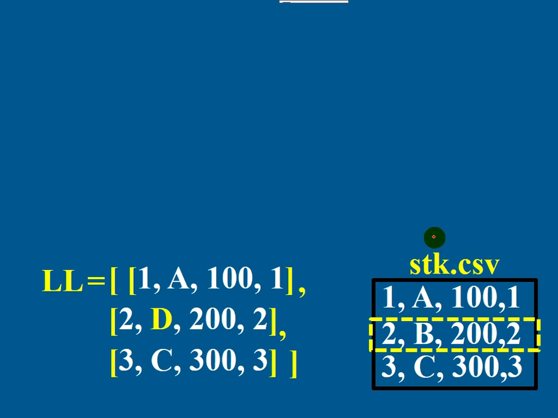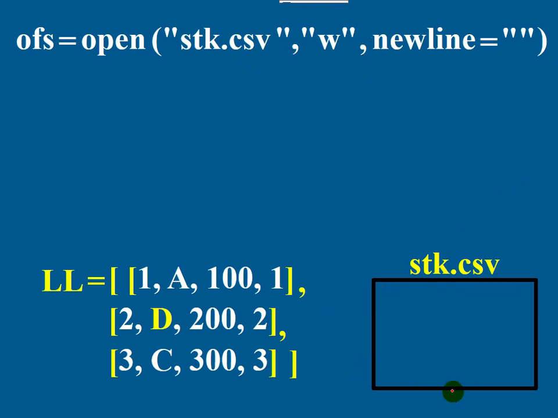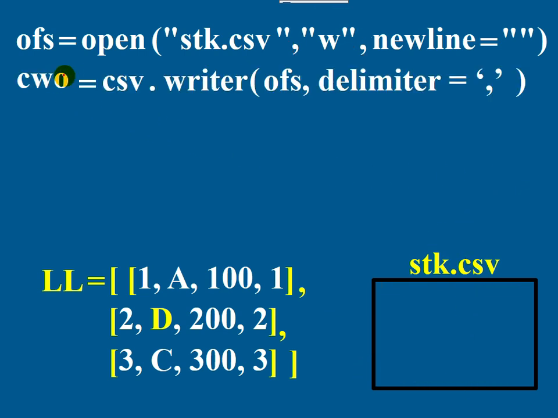Now this CSV file should be opened for writing purpose in W mode. And when you open a file in W mode, the existing records are deleted. Now to write data, you need to create the CSV writer object. If you don't write the delimiter character, by default it is comma. Now this is a nested list. So how can you write a nested list in one go or in one pass to a CSV file? There is a function by the name writerows.